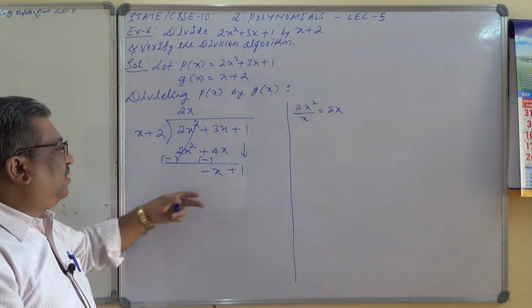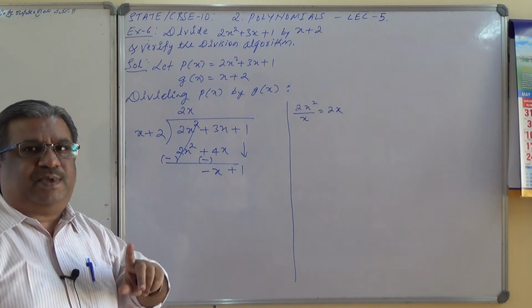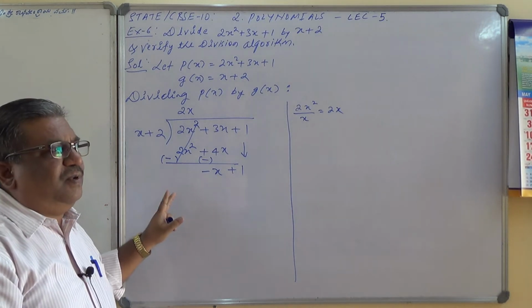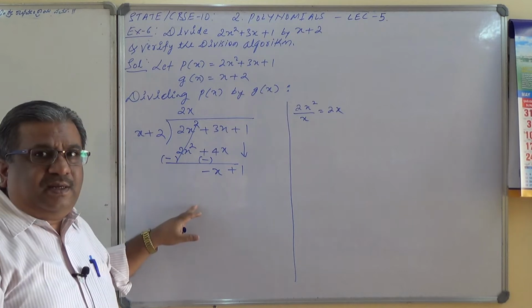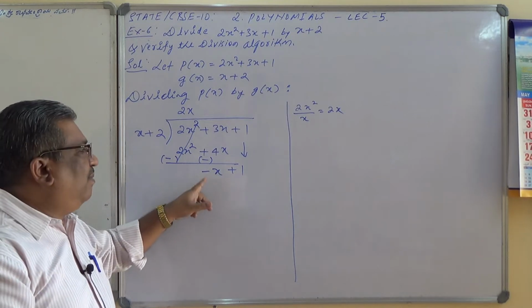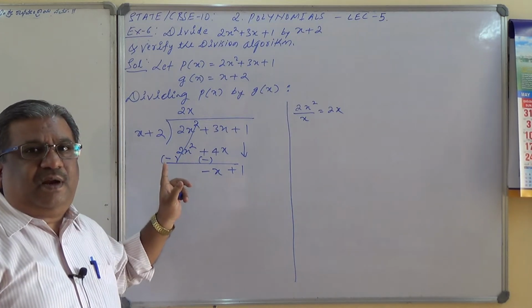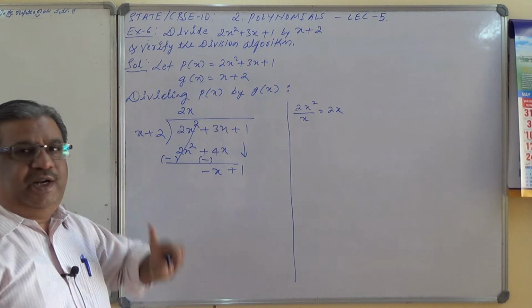That means the division process will continue. But therefore what I am saying is how long this division process will continue? As long as the degree of the remainder is not less than the degree of the divisor, or until the remainder should be 0 here.